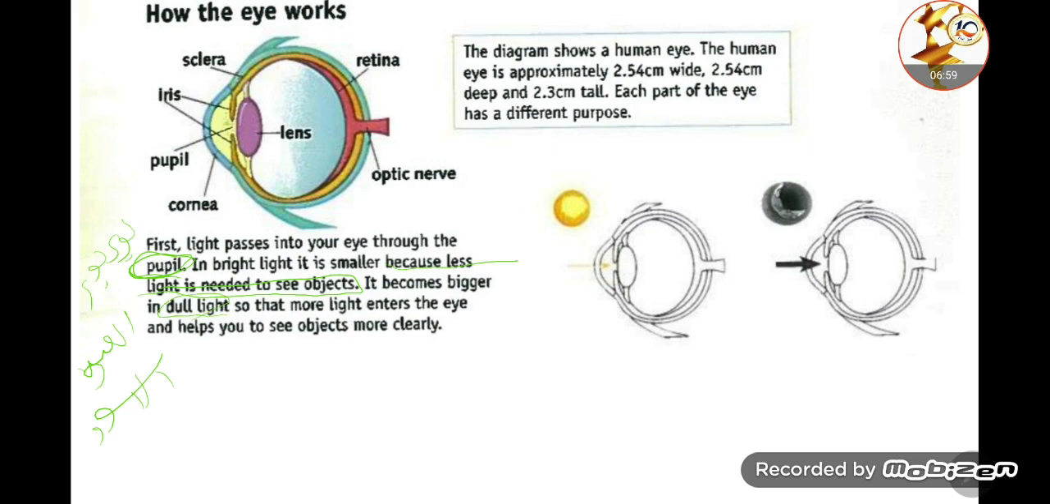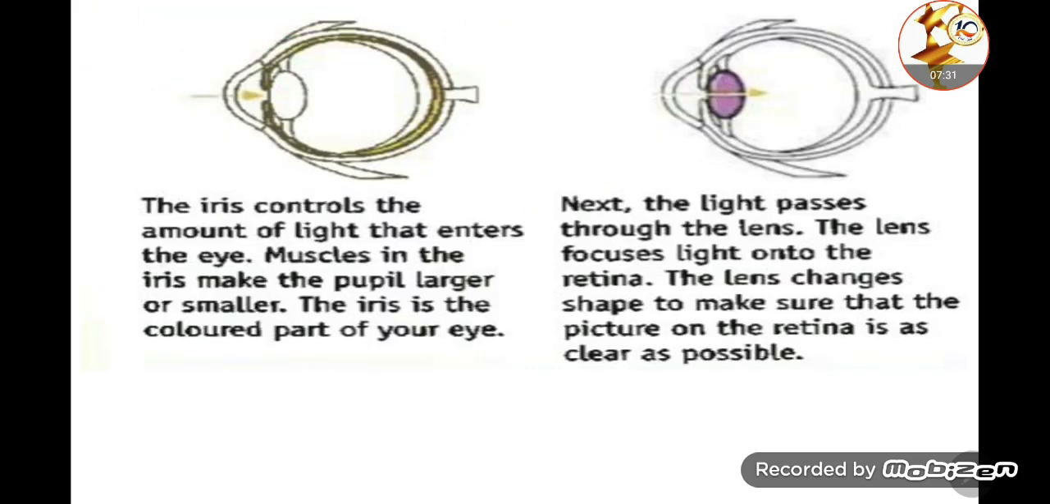dull light. This means that when the light is dim, your pupil becomes bigger and dilates in order to take in more light, in order that more light enters the eye. So you can see, this helps you to see objects more clearly. In today's lesson we are going to talk about each part's function, the function of each part of your eye.